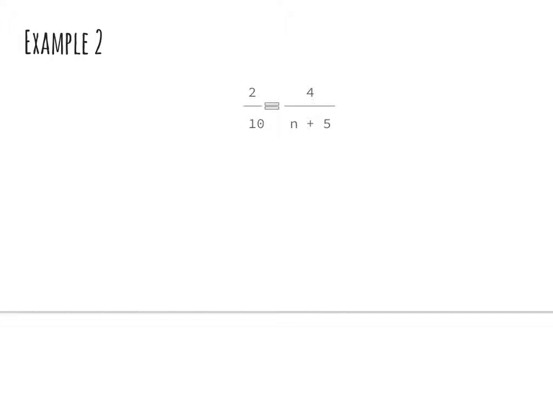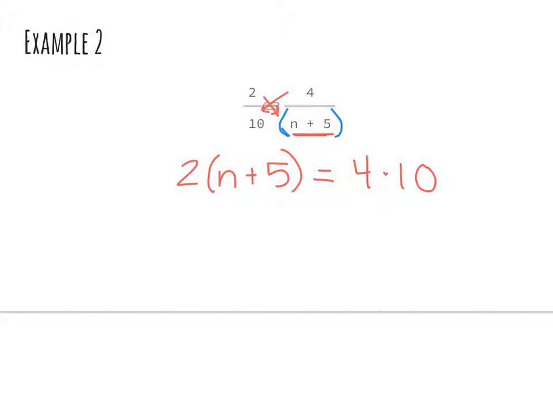Okay, here we have a little bit of a bigger proportion, and what I have seen helped many people is if you have multiple things on the top or the bottom of your fraction, numerator or denominator, sometimes it's helpful to put parentheses so that you know that when you cross multiply, you need to multiply both of these, n and the 5, with the 2. So it's like distributive property.